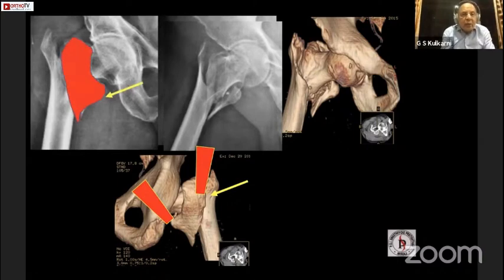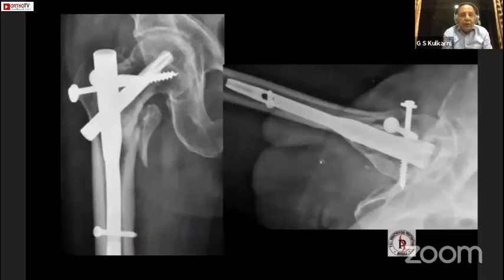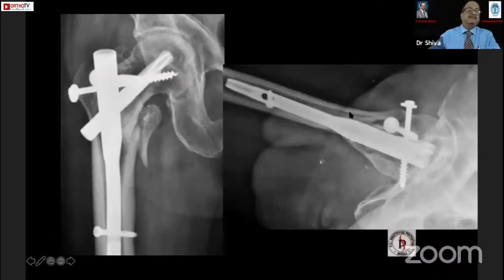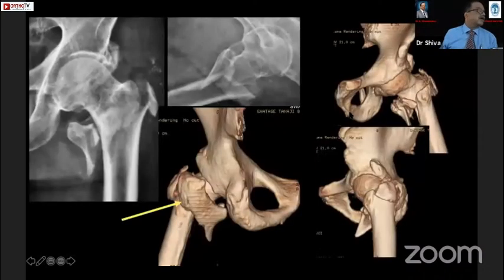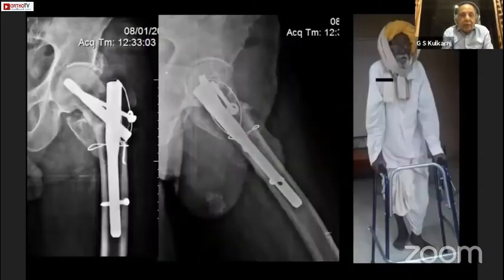This one is a big fragment, needs to be fixed. So one lag screw is all that is required. After reduction, you put one lag screw. So this was treated with a lag screw. You can see this as united, and this is another example of a split.